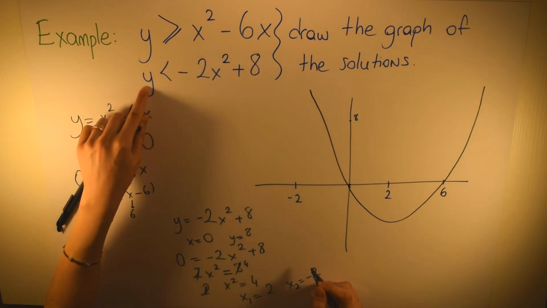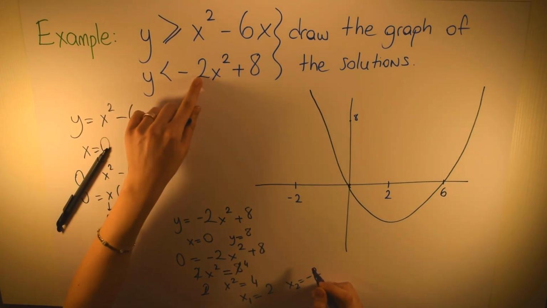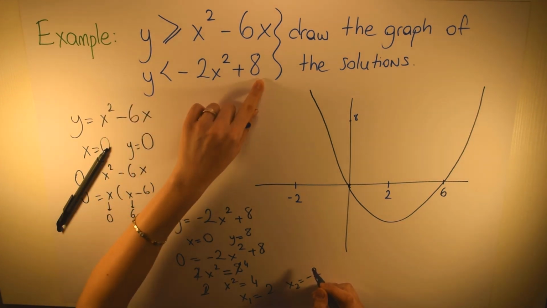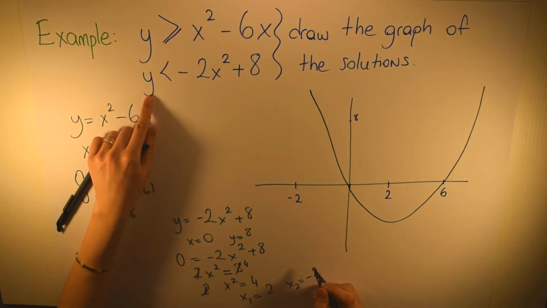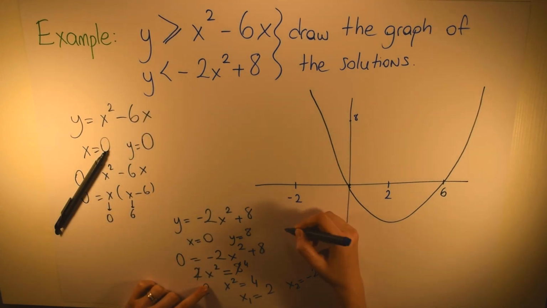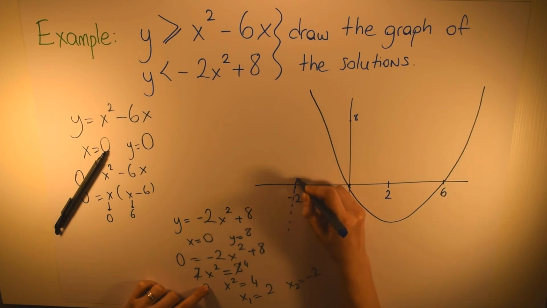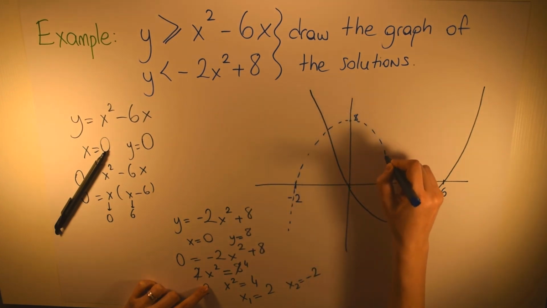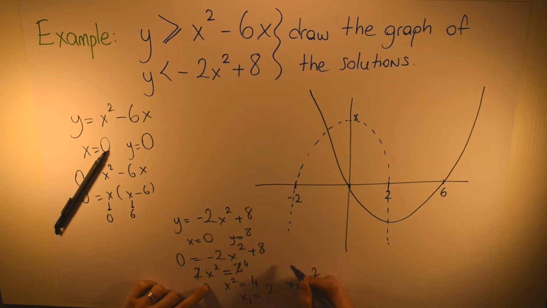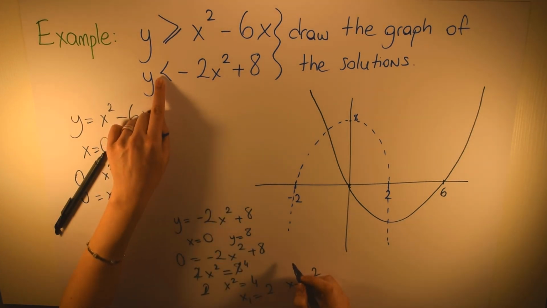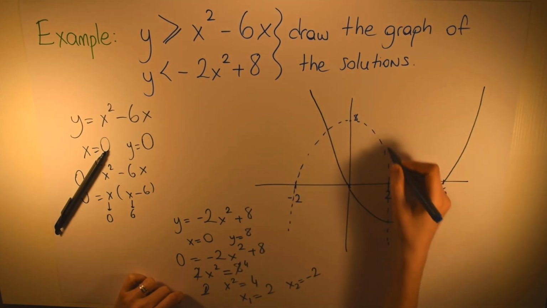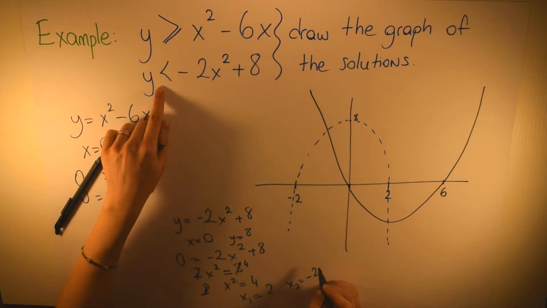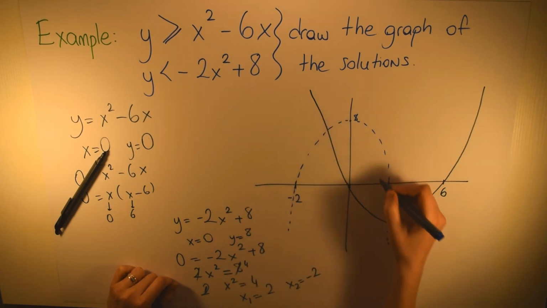So here we don't have any equality, right? It says y is less than this equation, this parabola, this quadratic equation, which means it should be a dotted curve line like this. Let me draw. It will be something like this. If there was equality here, then we would draw this as a normal curve line. But since there is no equality, we should draw it like this.